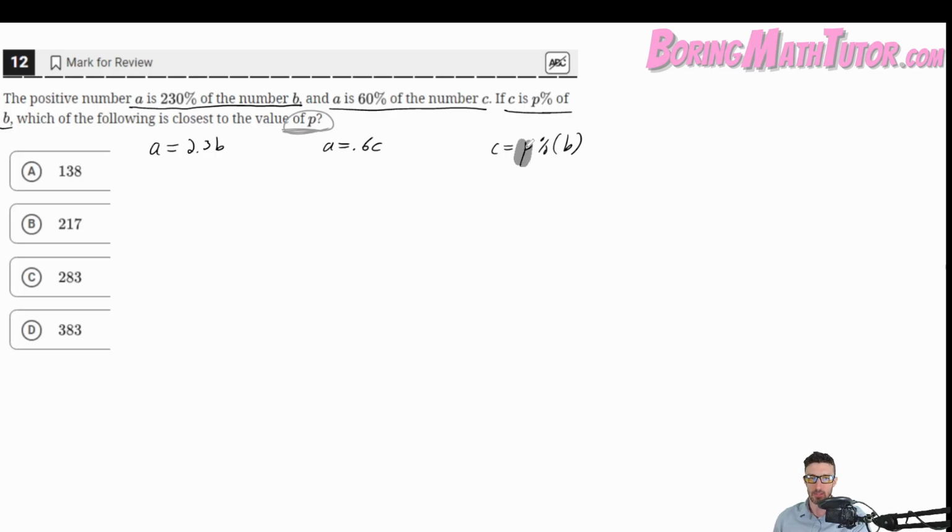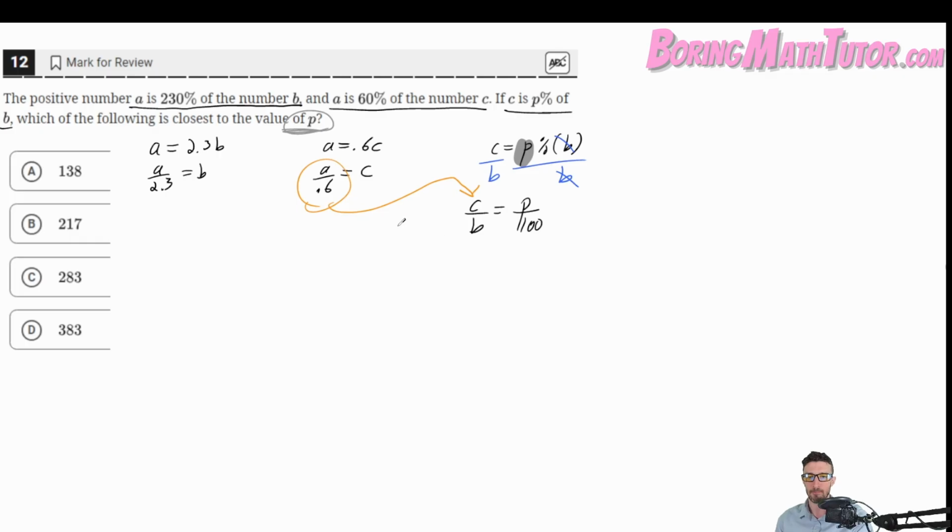Well, I see P is right over here. So I want to start by solving for P in this equation. Now I can start that process by dividing both sides by B. And that would get me P%, but P% is the same thing as writing P over 100. So I now have that it's equal to C over B. Okay, well, one thing I can do is solve this equation for C, which would be A over 0.6, and solve this equation for B, which would be A over 2.3, and then I just get to plug those in.